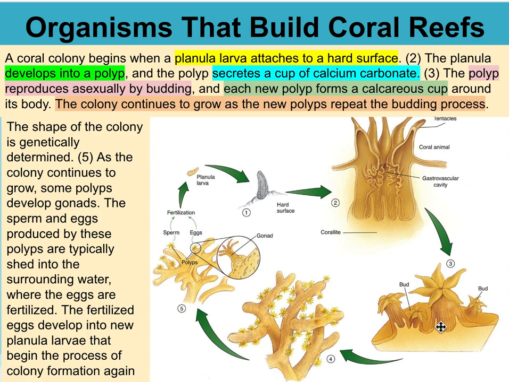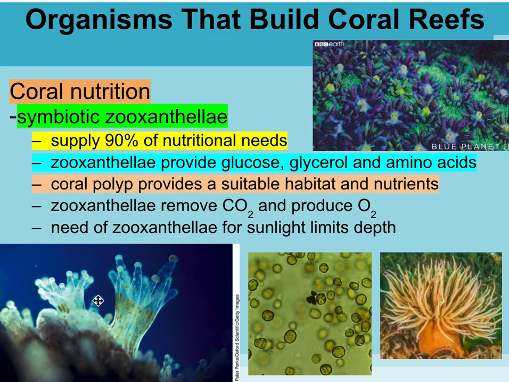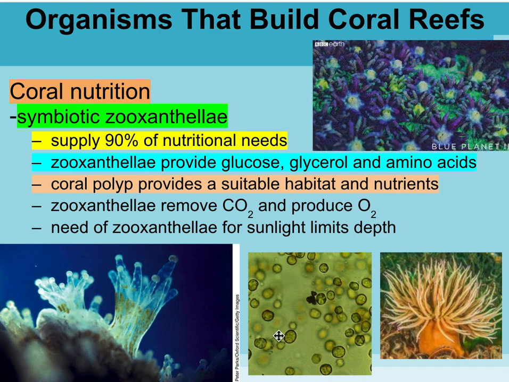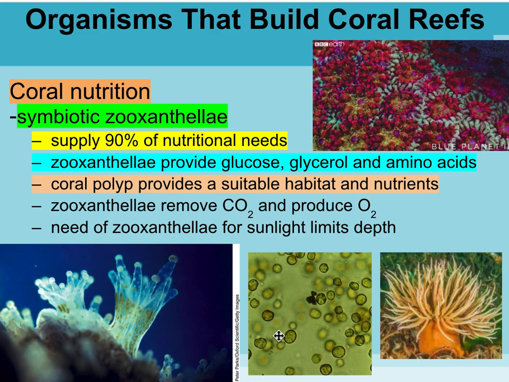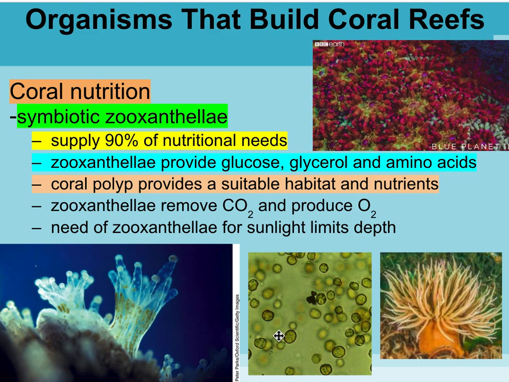And based on the species of coral, it will actually shape into a different shape that we'll talk about, some of the coral shapes in just a minute. But that's basically the life cycle. It can either reproduce by budding or by classic sperm and egg. So this is a really great story to learn about coral nutrition.